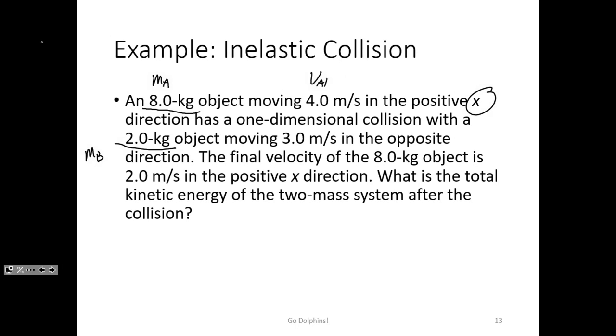Let me call it MB, moving 3 meters per second in the negative x direction. So let's call it VB1, initial velocity of object B. Now after the collision, the final velocity of MA is 2 meters per second in the positive x direction. So it's VA2. We want to find out what's the total kinetic energy of the system after the collision.